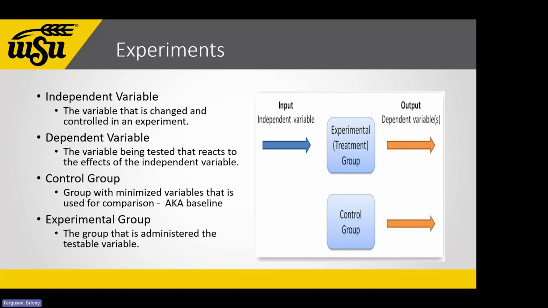When you're experimenting, you're going to have 4 main categories for your variables and your groups in your experiment. You're going to have an independent variable, which is the variable that is changed and controlled in the experiment. So it is the variable that you are influencing. The dependent variable is the variable being tested that reacts to the independent variable. So this is not the variable that you are actually manipulating. You are just seeing how it reacts to the things that you do manipulate.